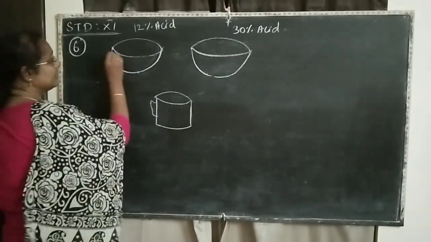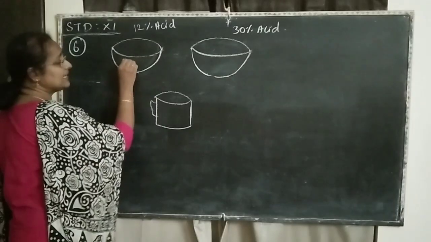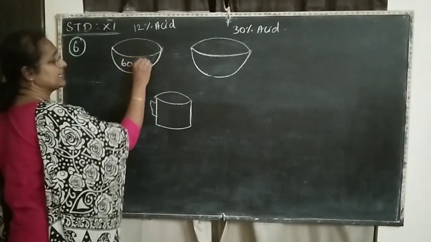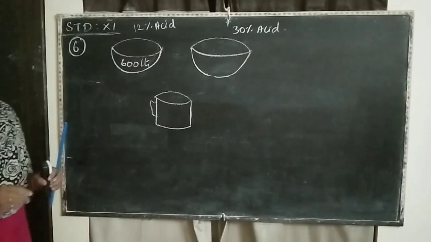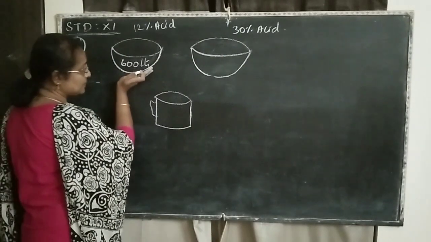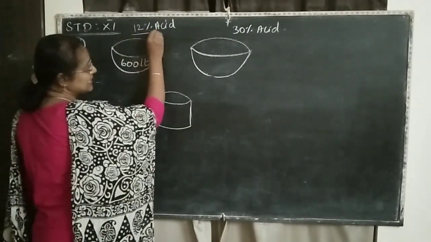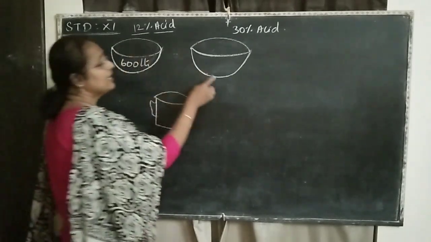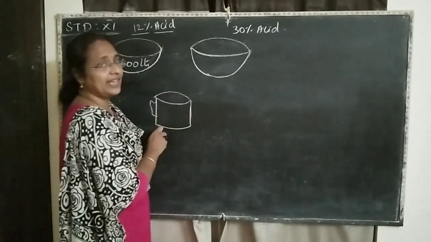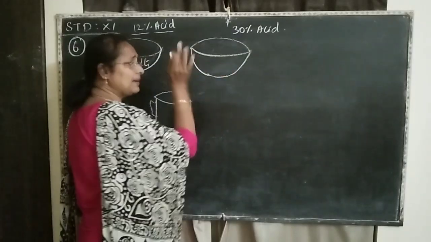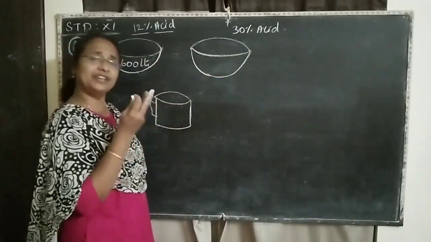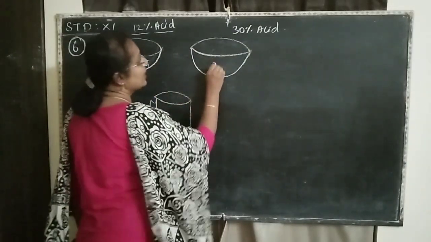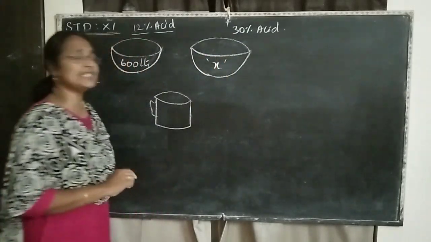என்ன சொல்றாங்கன்னா இந்த first beakerல 600 liters of solutions இருக்கு. அந்த 600 liters of solutionல 12% of acid இருக்கு. Okay, now look into this, one more beaker is there. And the beakerல some liters of solution இருக்கு. We don't know that, it's an unknown. So what we are going to take? We are going to take it as x.